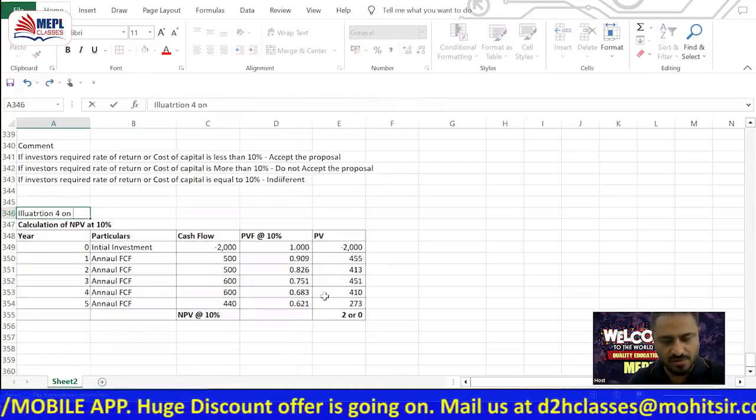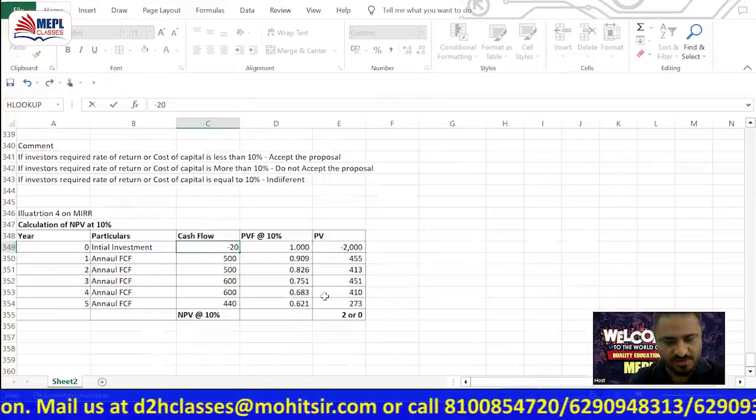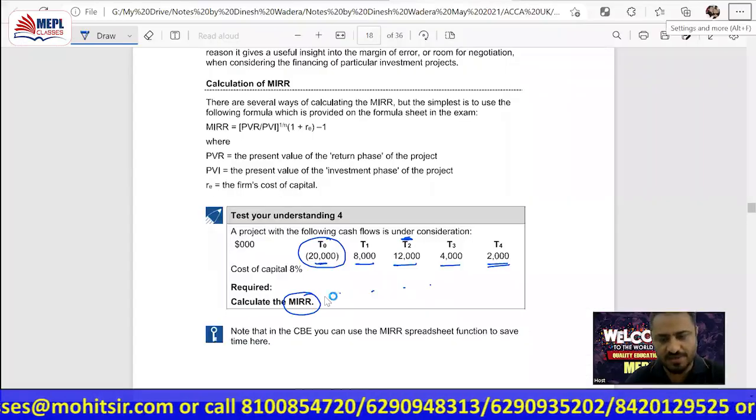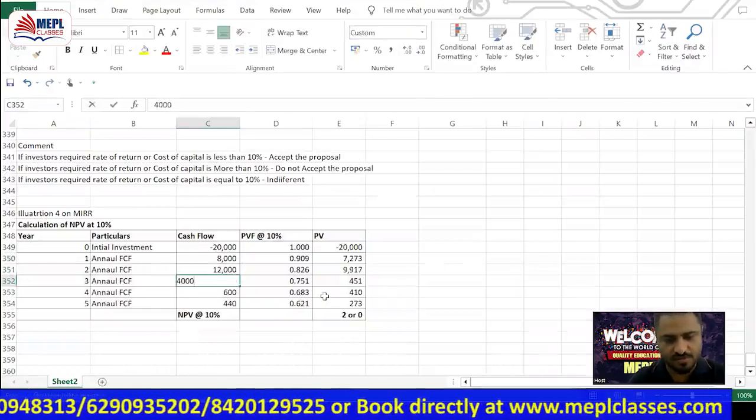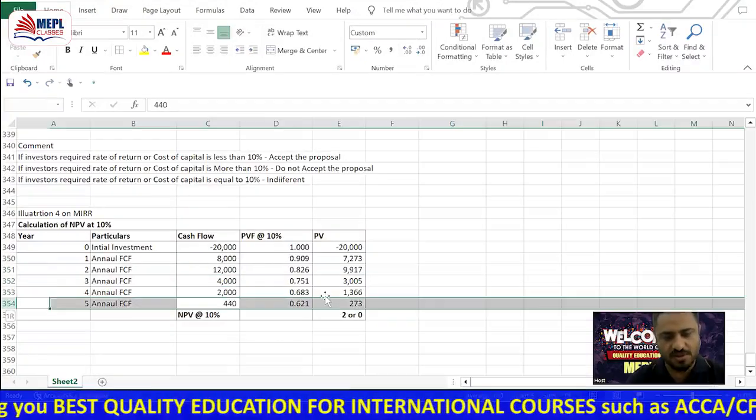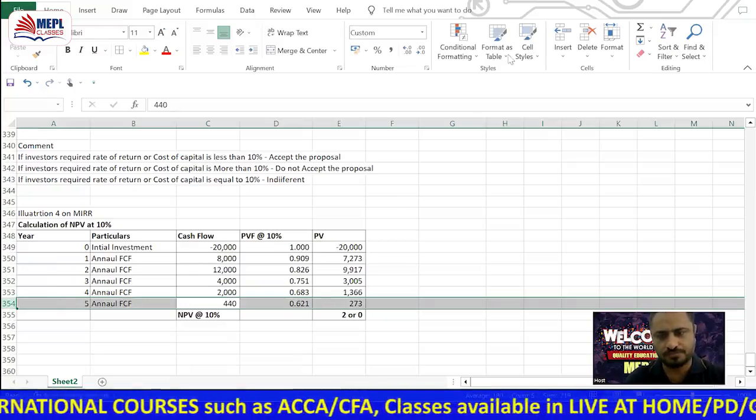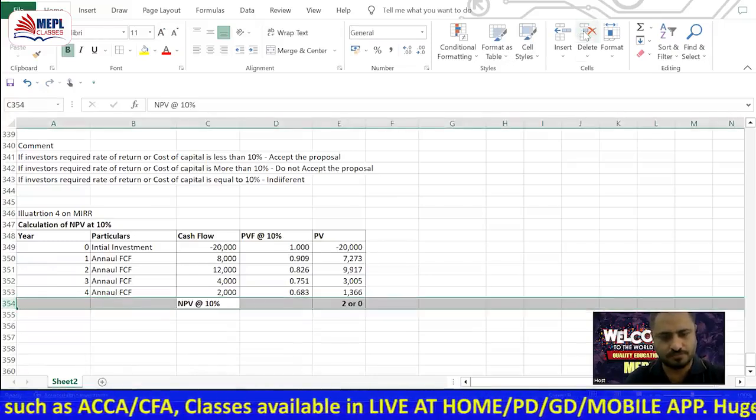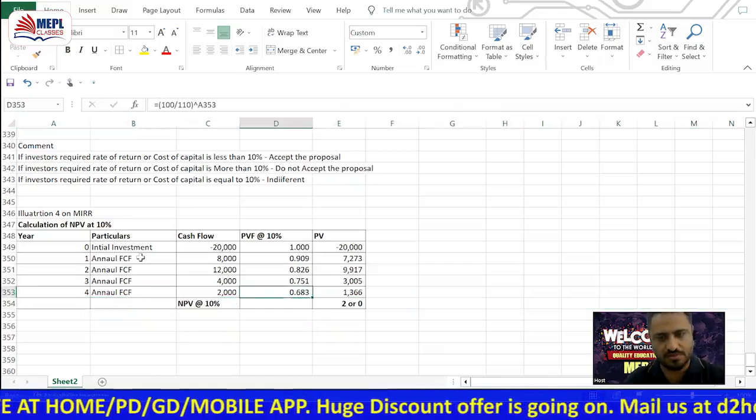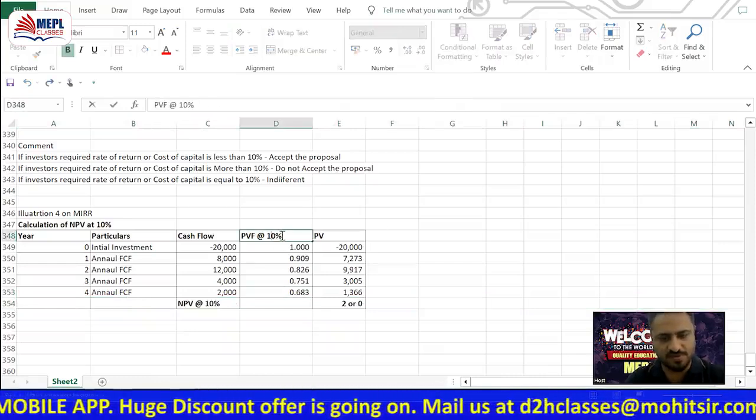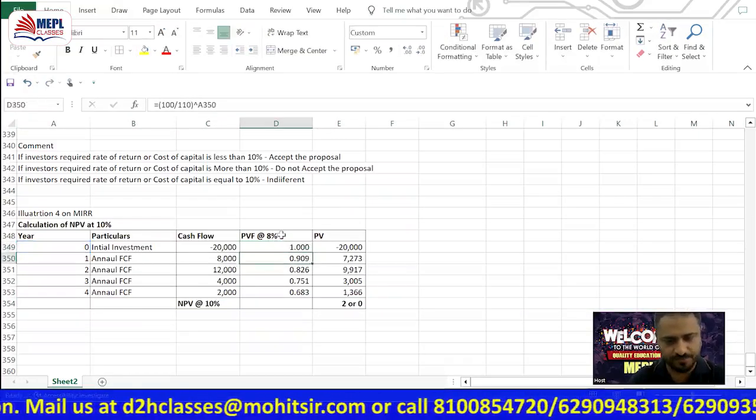Illustration 4 on MIR. So in year 0, 20,000 is going out, minus 20,000, and then 8,000, 12,000, 4,000 and 2,000 is coming in. Cost of capital is 8%. The formula will change to 100 divided by 108. That's it.